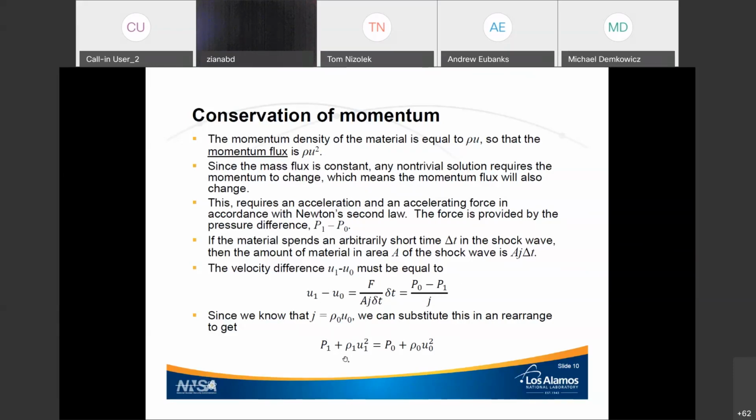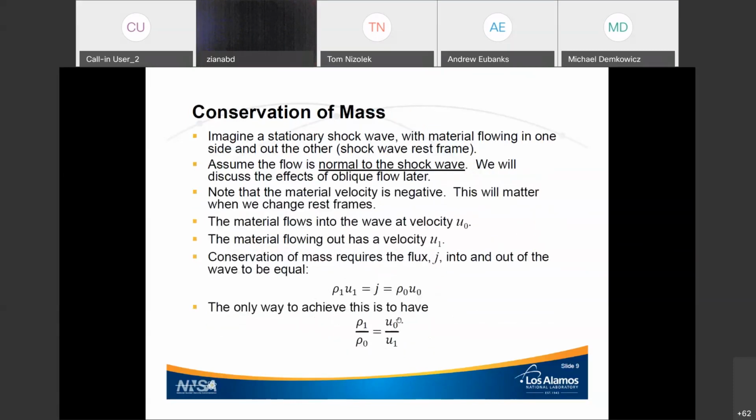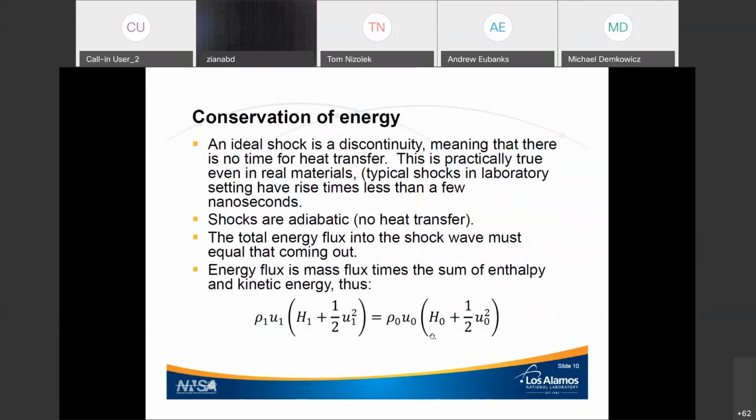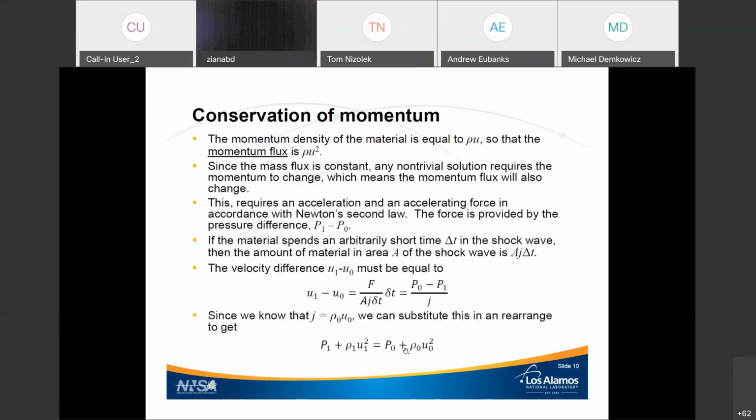Pressure plus rho 1 U1 squared, the P1 plus rho 1 U1 squared, is equal to P0 plus rho naught U0 squared. We already know U0 and U1, and that gave us rho naught and rho 1, or the ratio of those. So that allows us to then solve for a pressure difference. And I'll rearrange these shortly into the way that they're usually used.